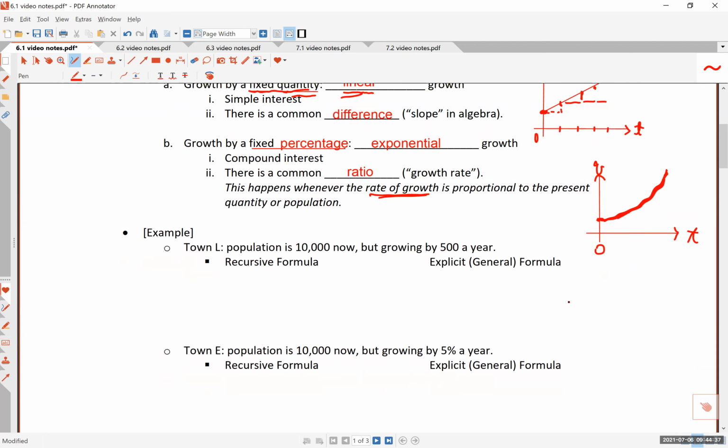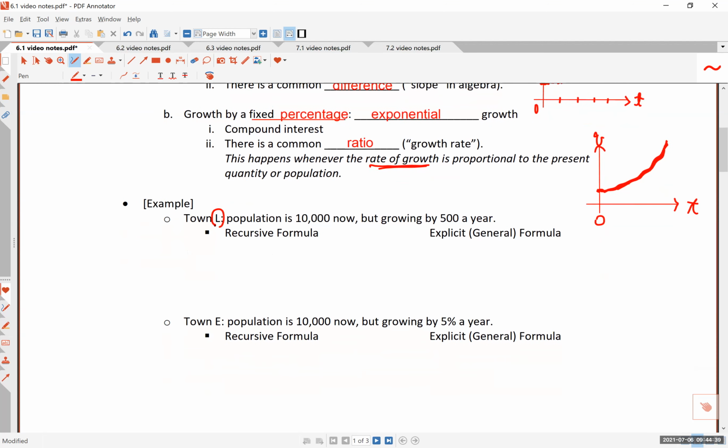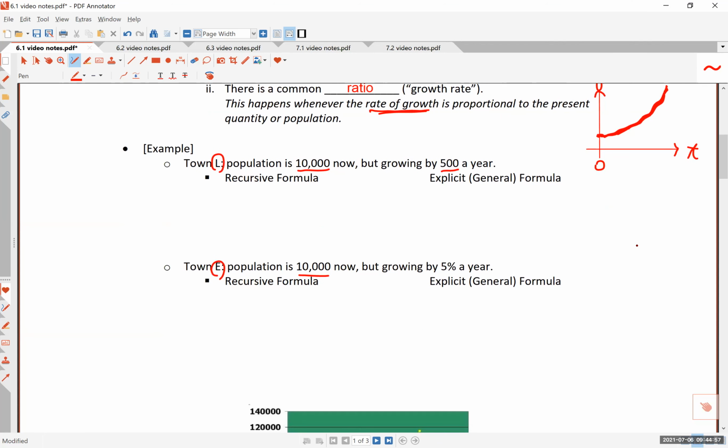All right, let's go to the examples that I have here. Town L, surprisingly, stands for linear, E stands for exponential. Let's assume we have 2 towns, and they have a population of 10,000 at the moment. The growth of town L, the linear town, is by 500 a year.